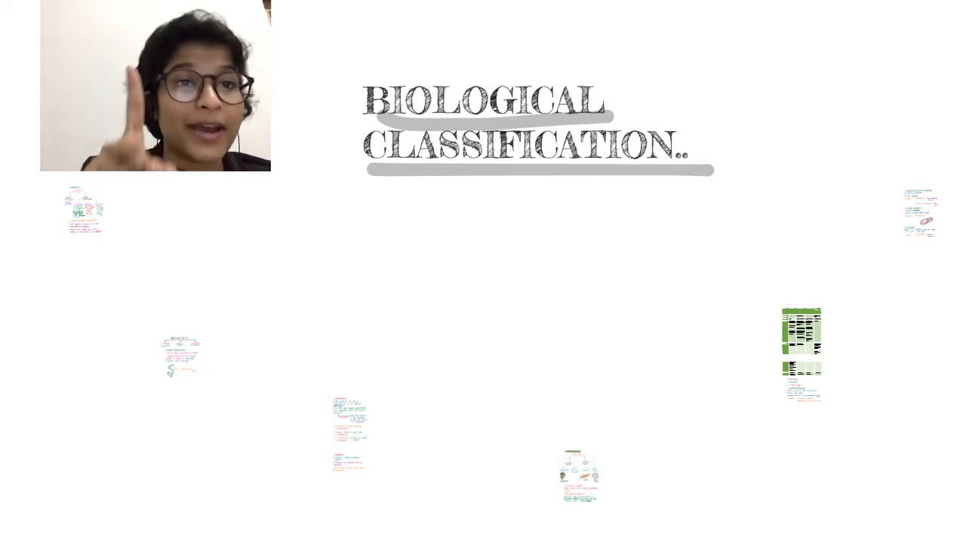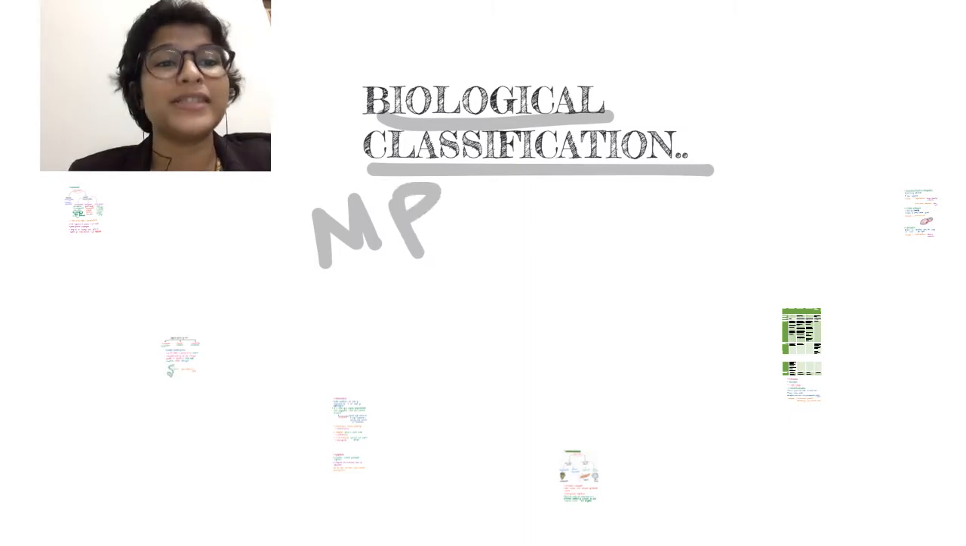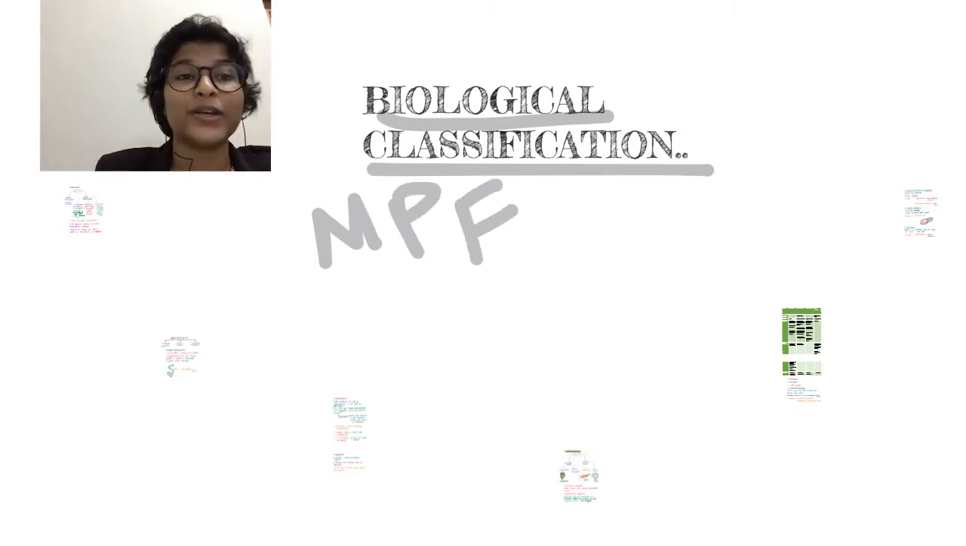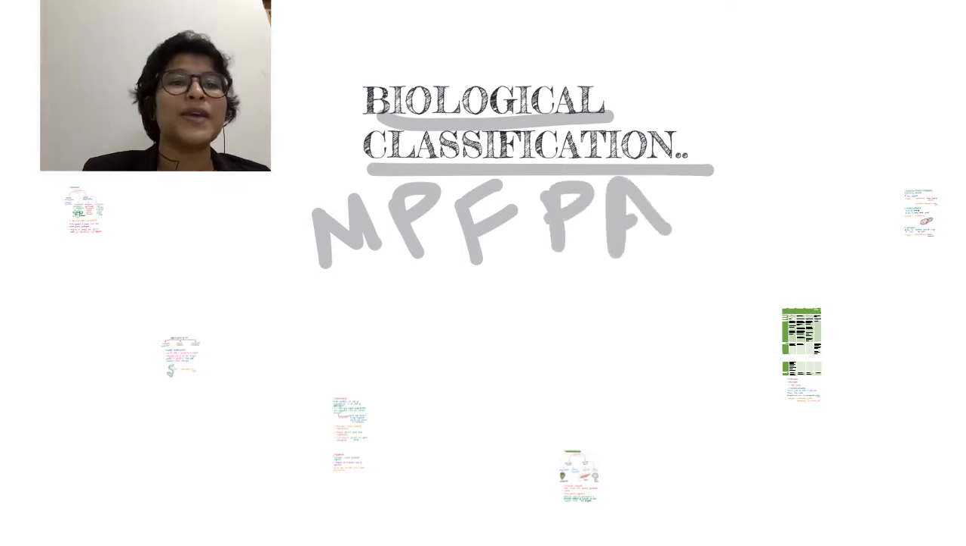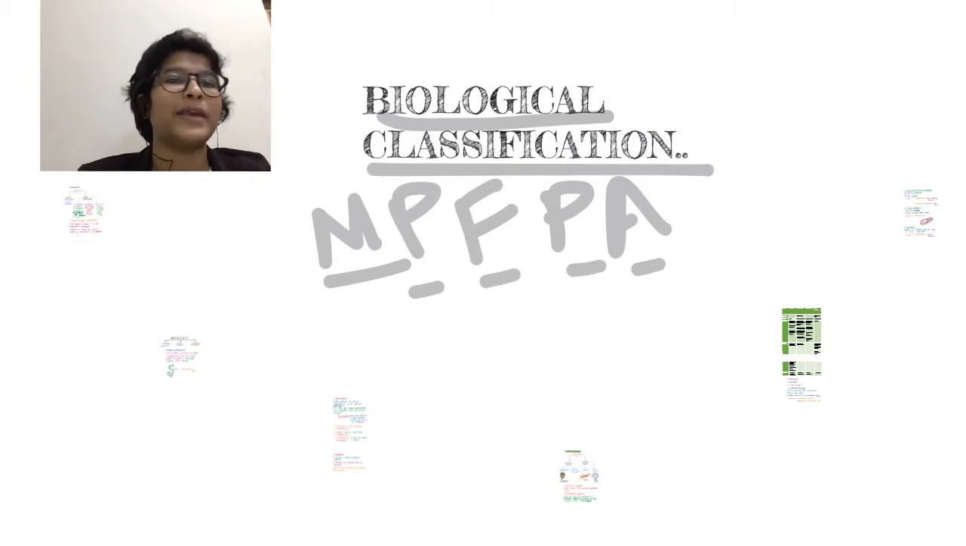And what were the 5 kingdoms? First is Monera, second is Protista, third is fungi, and the 2 higher ones, plants and animalia. Okay, so MPFPA.